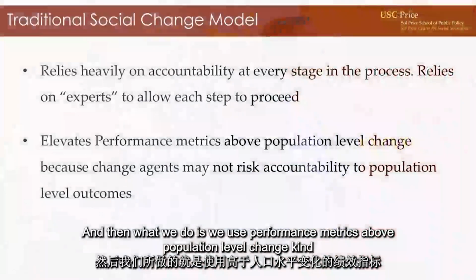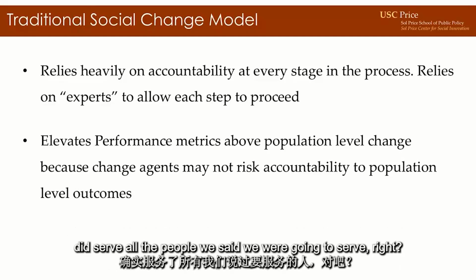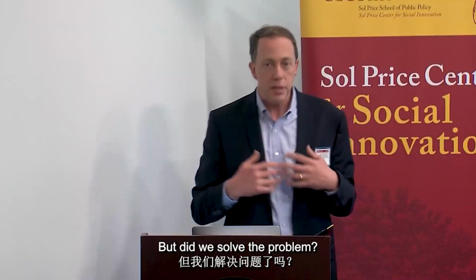And then what we do is we use performance metrics above population level change, kind of outcomes, as our metrics to show who we report to, because of accountability, that we did serve all the people we said we were going to serve, right? But did we solve the problem?